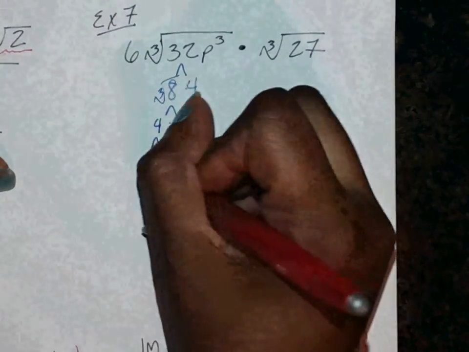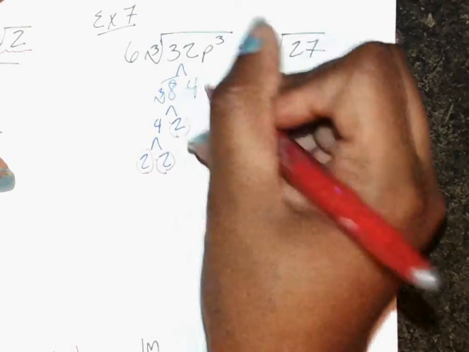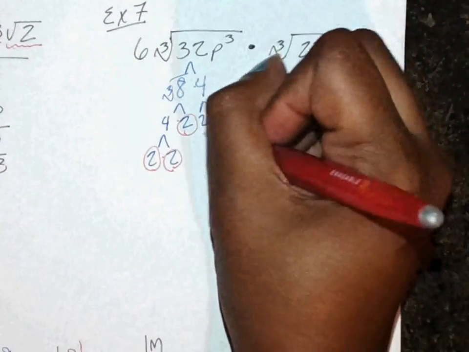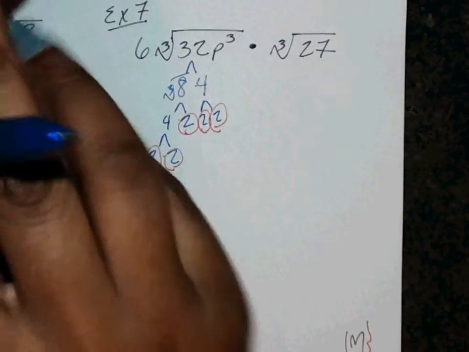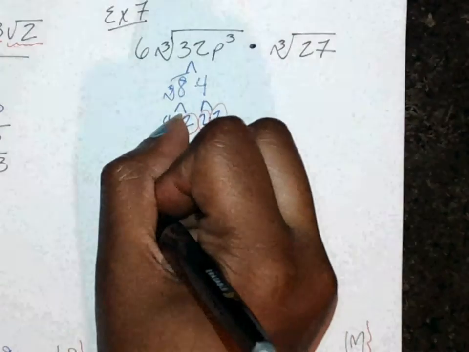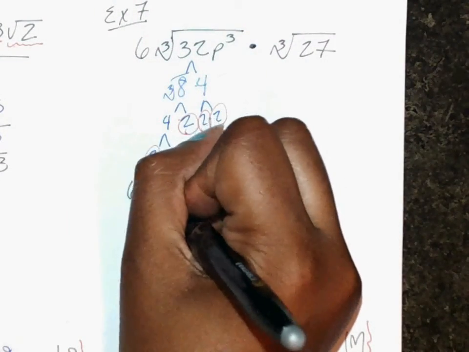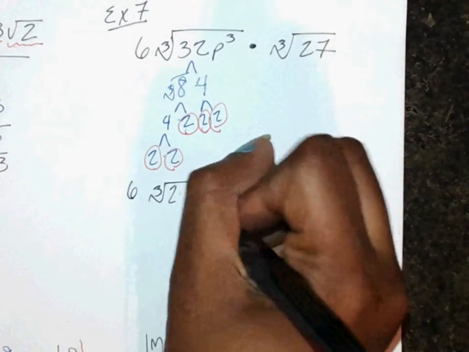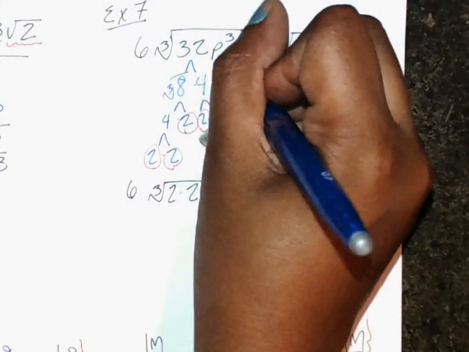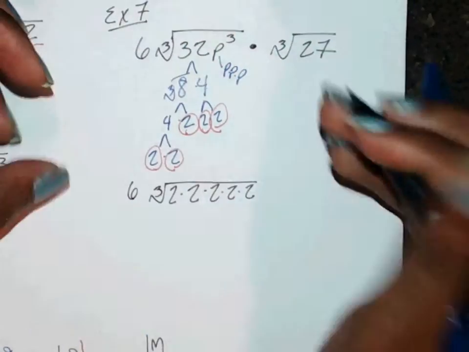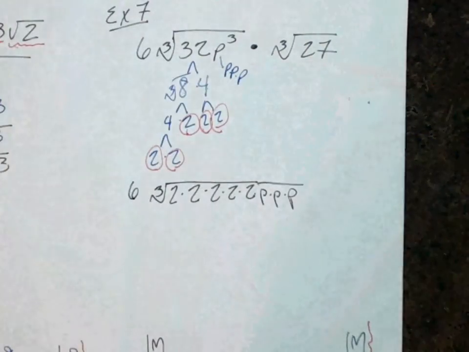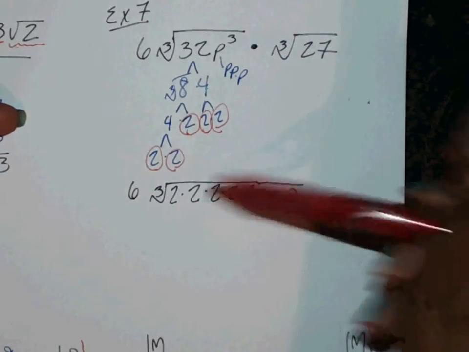Cannot do anything with this. Cannot do anything with this. Cannot do anything with this. I can't do something with that. 2 times 2. Can't do anything. Can't do anything. I have 3 P's there. Alright, circling groups of 2. Nope, groups of 3.